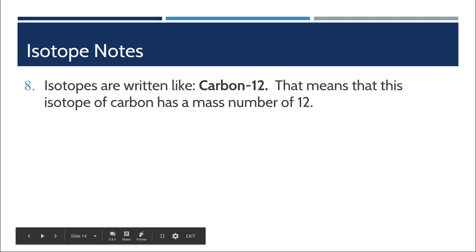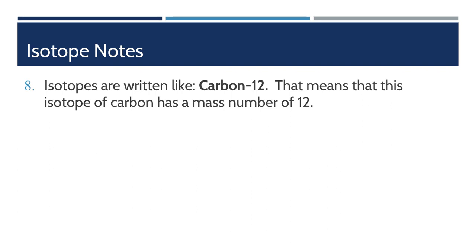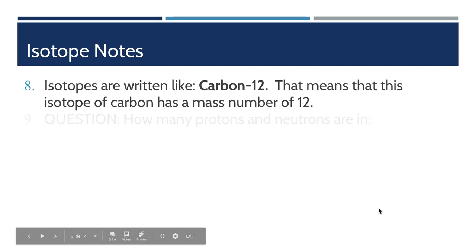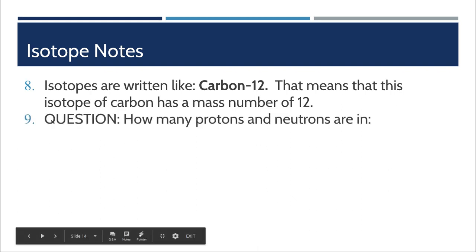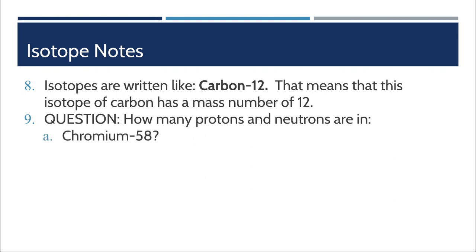Okay, so all isotopes are written like what you see on the screen now, which is carbon-12. That means an isotope of carbon has a mass number of 12. Remember, mass number is protons plus neutrons. So let's take a look at how many protons and neutrons are in chromium-58. So go ahead and take a moment.